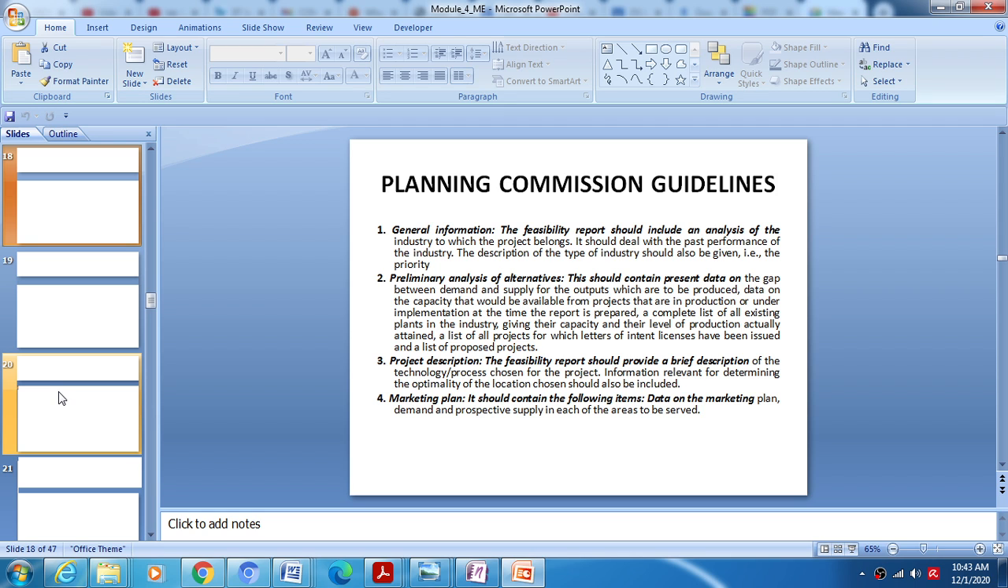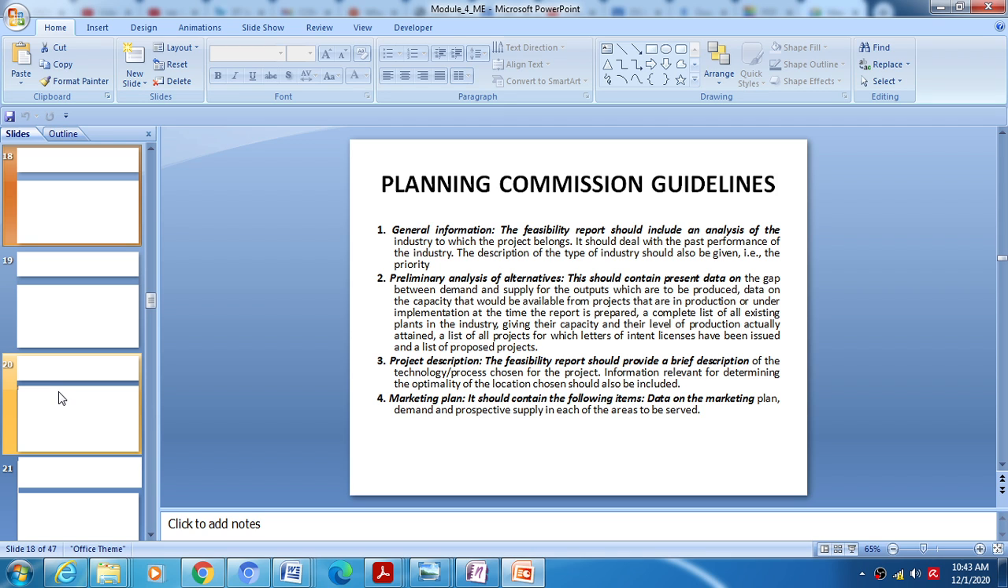The first one is general information. The feasibility report should include an analysis of the industry to which the project belongs. It should deal with the past performance of the industry. The description of the type of the industry should also be given. That is the priority. So basically, general information includes the study of the industry in which you are trying to implement the project and start up the project. What is the scope of that industry? What is the present state of that industry? That should be clearly mentioned in the project report.